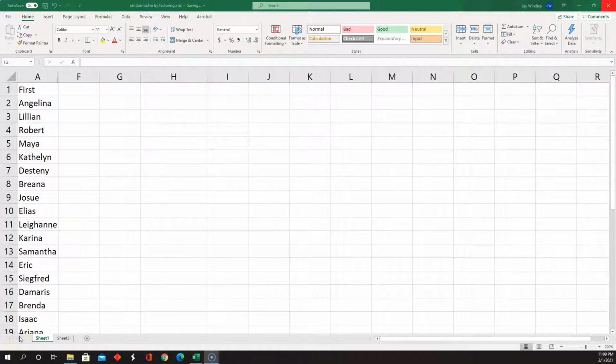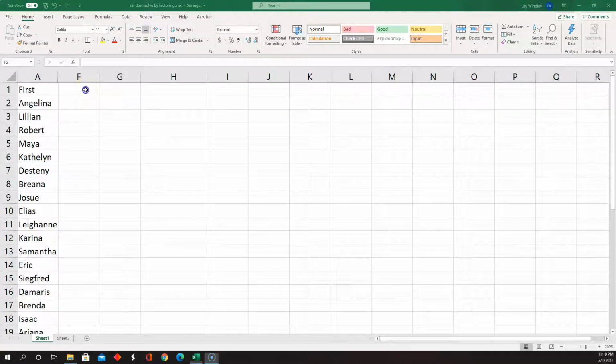Okay, in this little tutorial, I'm going to try to take you through the steps of creating a randomized test for each student in your class so that each student gets a different version of the test. I've got a spreadsheet here which I've saved with the name Random Solved by Factoring, and I've got some columns up here with identifying information for the students. I've got first name, last name, full name, ID number, and email address, and I'm hiding all that for right now.